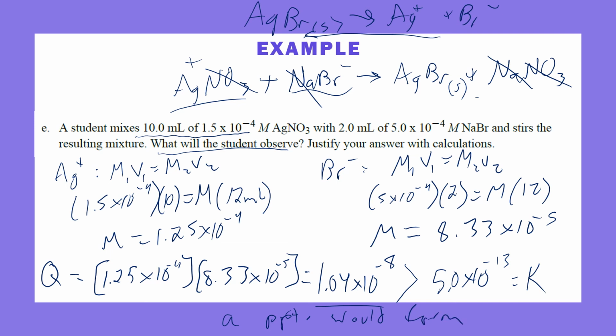And yes, you need all of that to figure it out. So this was a 3-point question to get there. Most likely it would be a point for getting the molarities correct, the new molarities, a point for getting the correct value of Q, and then a point for correctly comparing Q and saying that a precipitate would form.